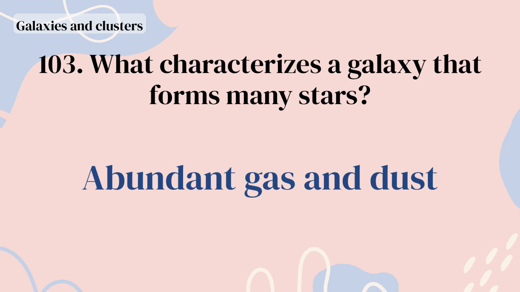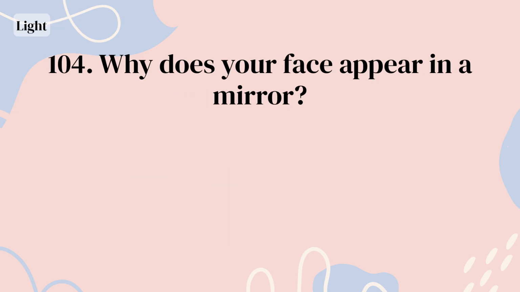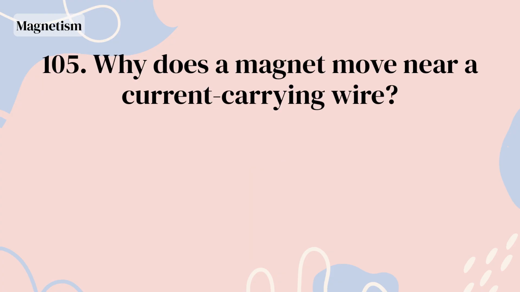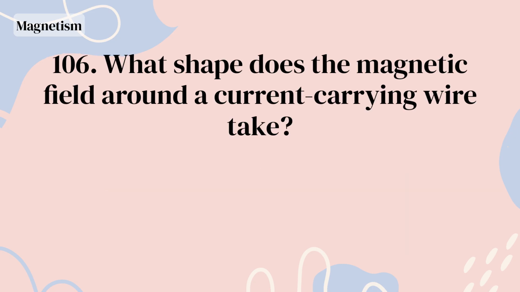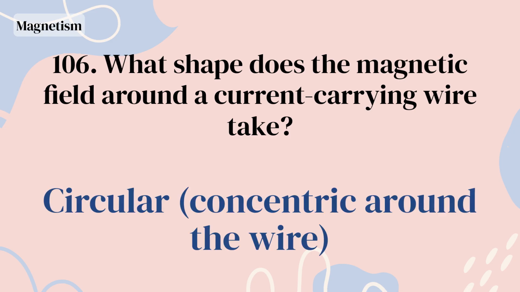What characterizes a galaxy that forms many stars? Abundant gas and dust. Why does your face appear in a mirror? Reflection. Why does a magnet move near a current-carrying wire? Because the current produces a magnetic field. What shape does the magnetic field around a current-carrying wire take? Circular, concentric around the wire.